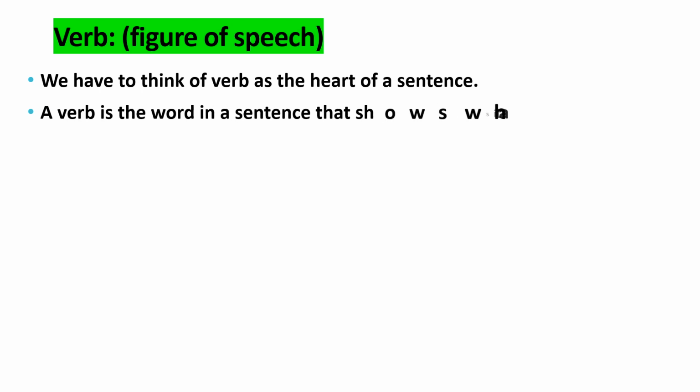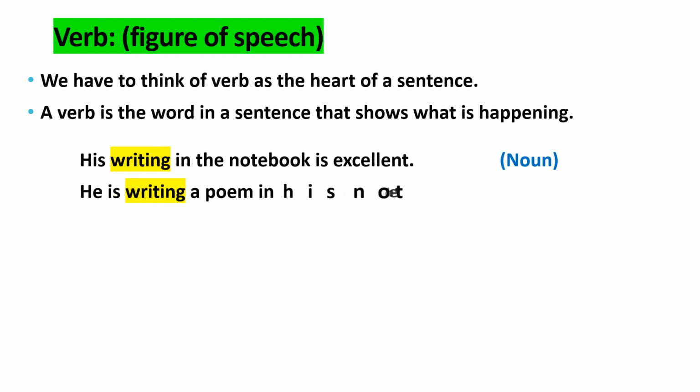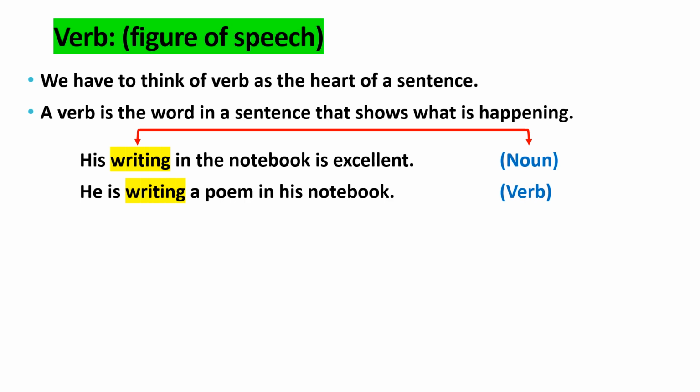A verb is the word in a sentence that shows what is happening. Think about what a word does in the sentence to figure out if it is a verb or not. How is the word writing used in the following sentences? His writing in the notebook is excellent. He is writing a poem in his notebook. In the first sentence, writing is a noun. In the second sentence, writing is something you do, verb.